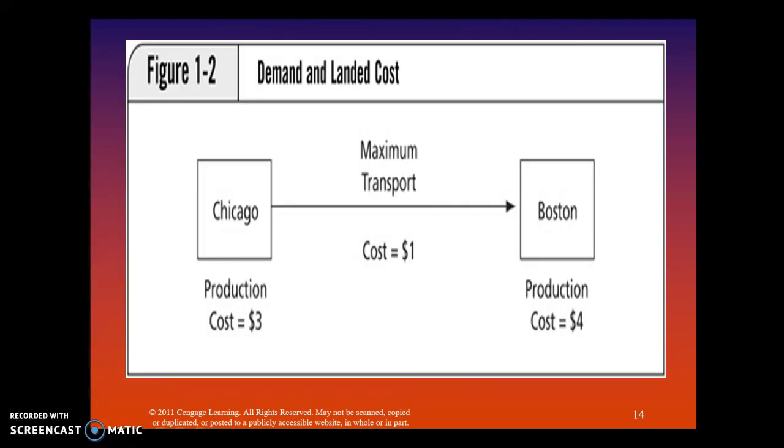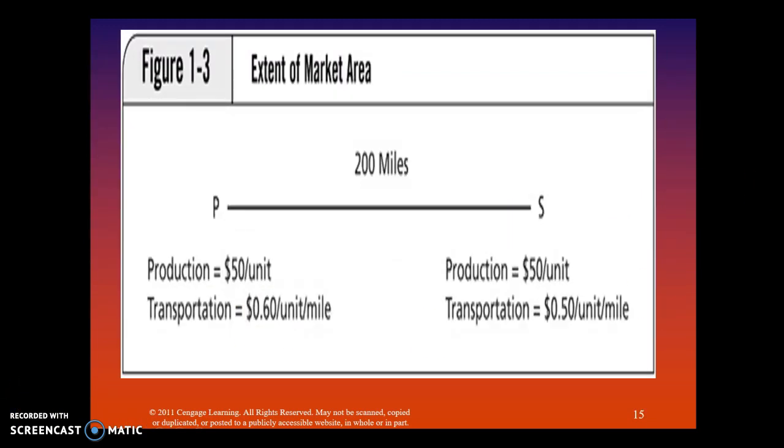Figure 1-2, which is in your textbook, shows an illustration of demand and landed cost, giving you an example between Chicago and Boston and how much the cost will be. As you can see, the maximum transport cost could be $1, but the production cost in Chicago is going to be $3. Production cost goes up to $4. You see where that dollar is in the middle of those two points from A to B. So you think back to place utility. We also look at the extent of the market areas, for example in a 200-mile radius.